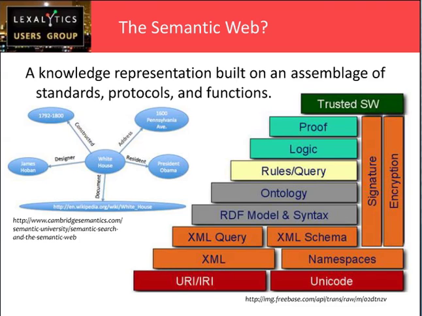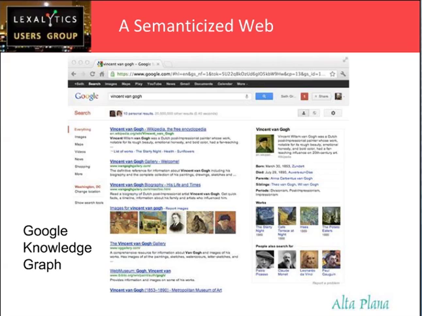Instead, what we have as the successful model is what I'll characterize as a semanticized web. And here is an image of the Google knowledge graph in action. This is why Google bought Freebase a number of years ago, because it can use semantic web technologies, but not the semantic web, to capture information, to give you rich, enriched results to queries such as Vincent van Gogh.